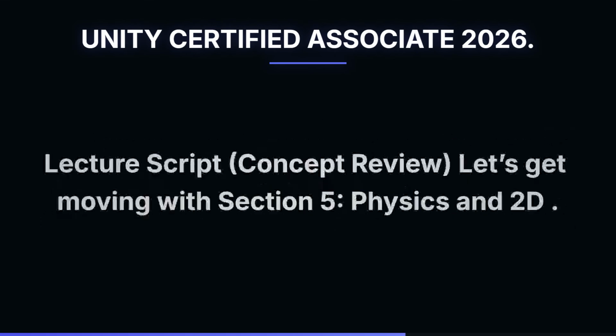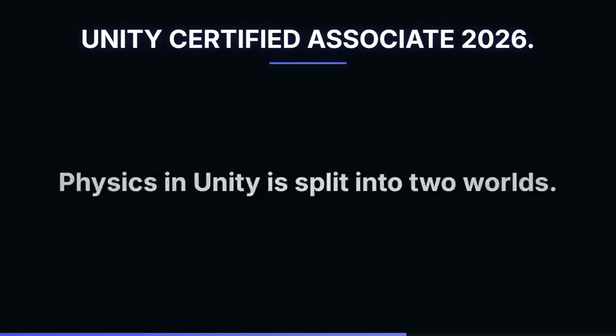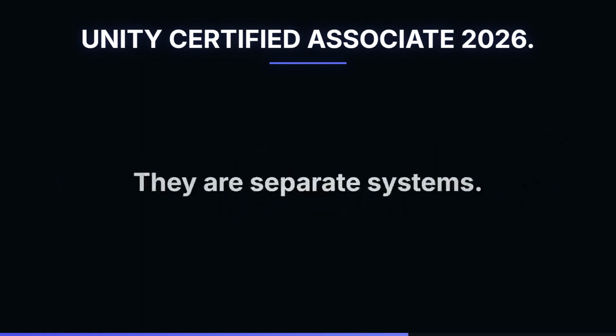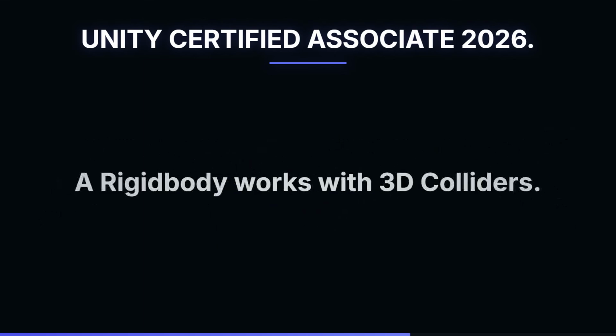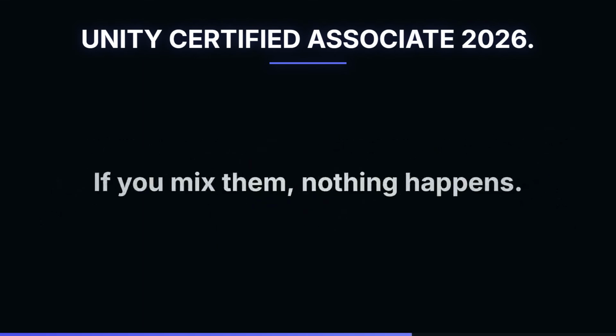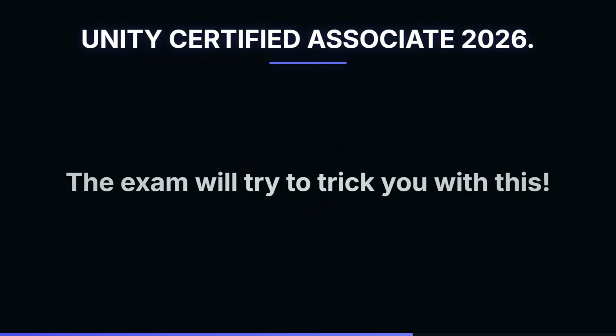Lecture script, concept review. Let's get moving with section 5, physics and 2D. Physics in Unity is split into two worlds. You have 3D physics, PhysX, and 2D physics, Box2D. They are separate systems. You cannot mix them. A rigid body works with 3D colliders. A rigid body 2D works only with 2D colliders. If you mix them, nothing happens. The exam will try to trick you with this.